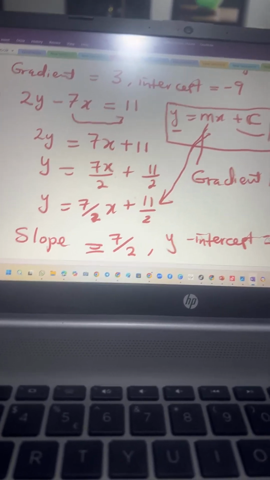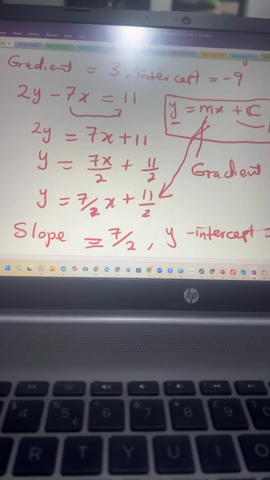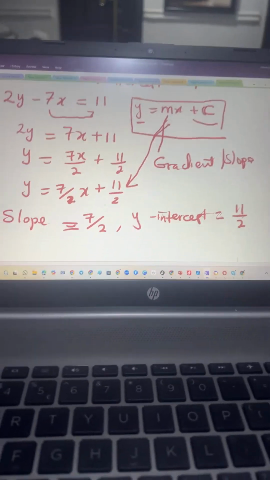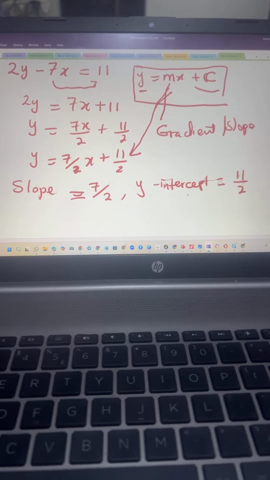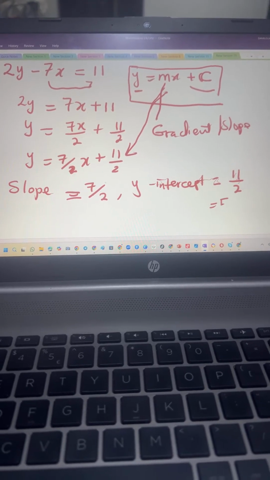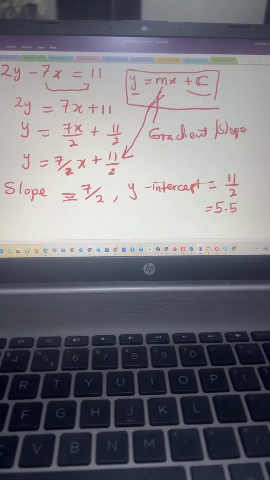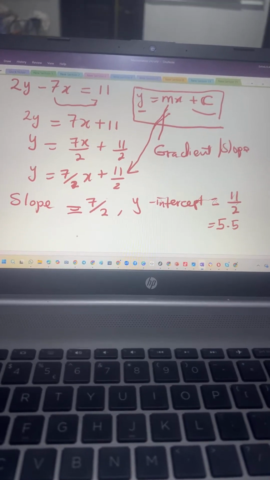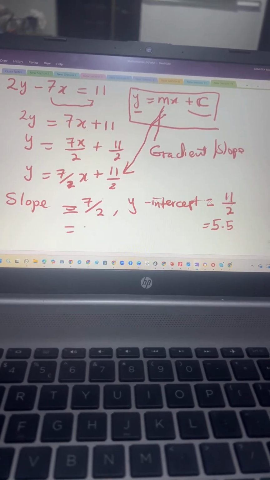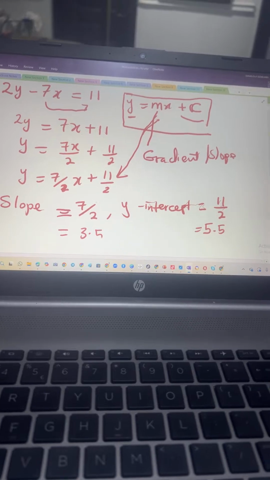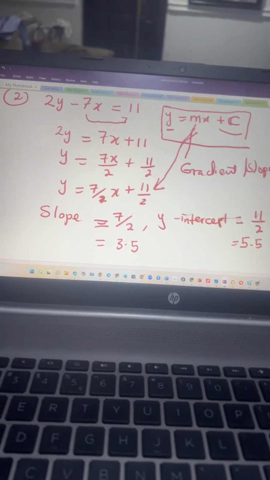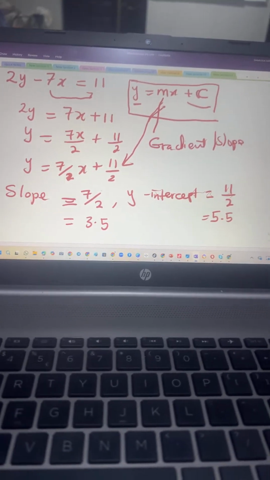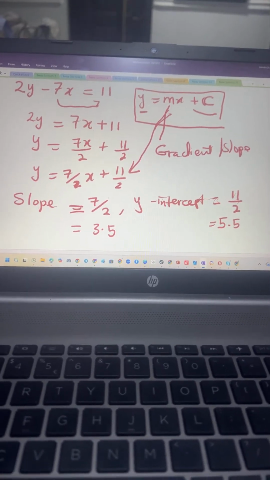You can decide to take them to mixed number, or you can leave it that way. It all depends on where you want to leave your answer. So the final answer of this can be maybe 5.5 or 5 and 1 over 2, or this one too can be maybe 3.5. Do you understand? It all depends if you want to leave it as decimal or as fraction. So it all depends on you. Hope you learned something here.